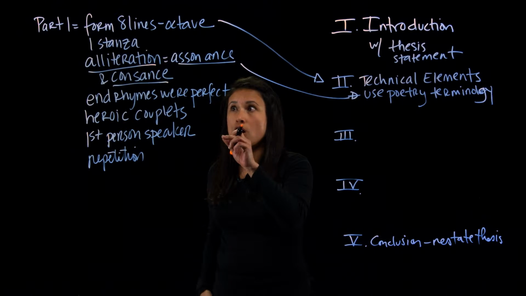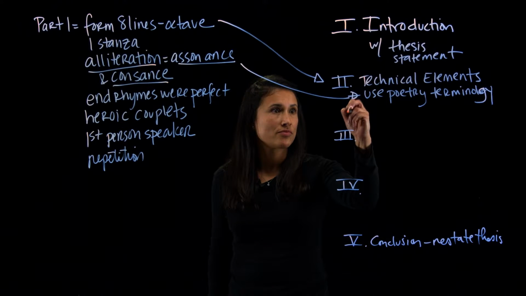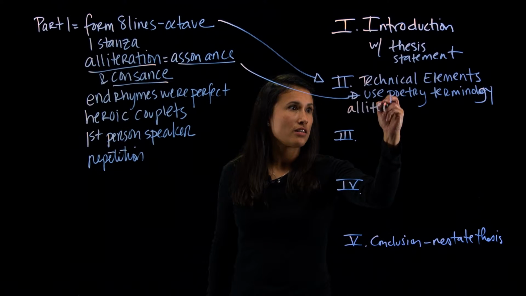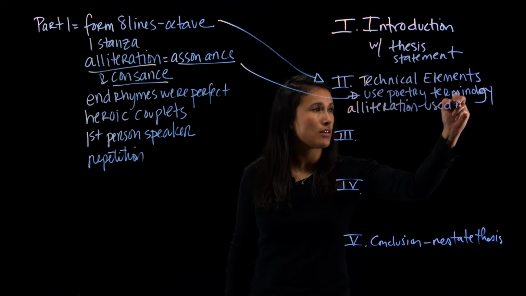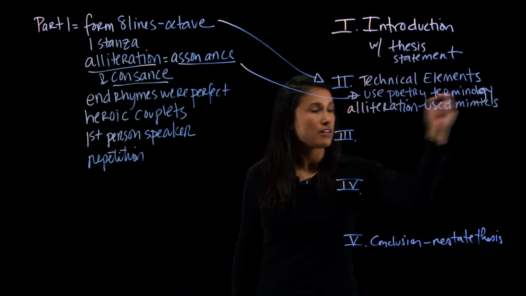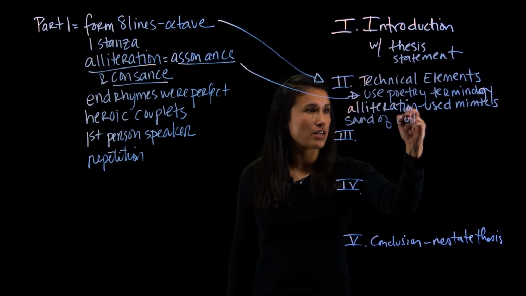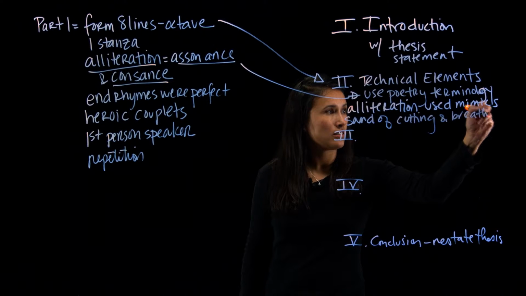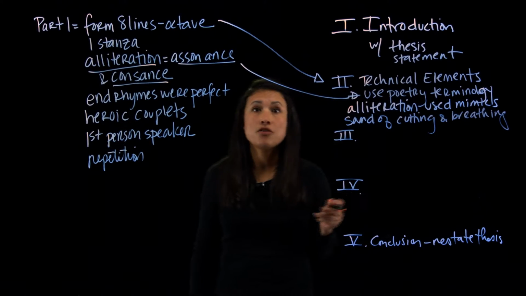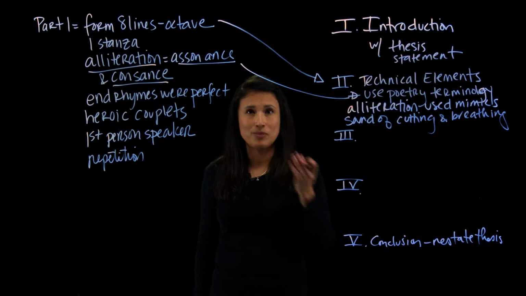So when you are doing the alliteration, you're going to say, alliteration used mimics the sound of the cutting and breathing of the workers and the horses in the poem.